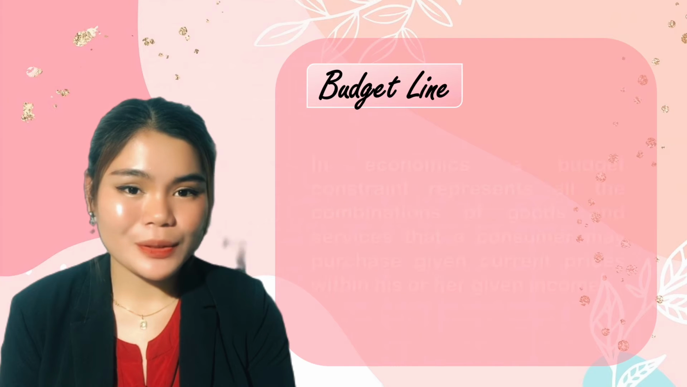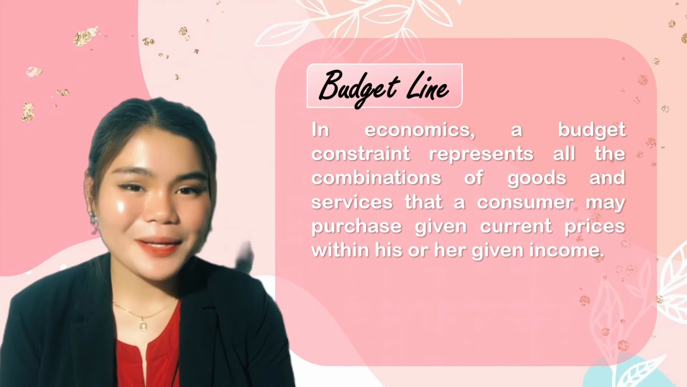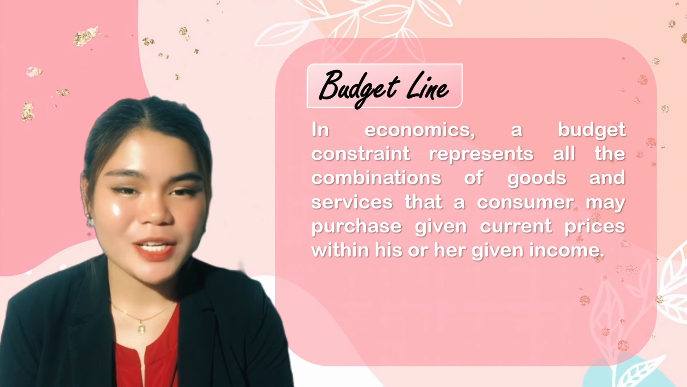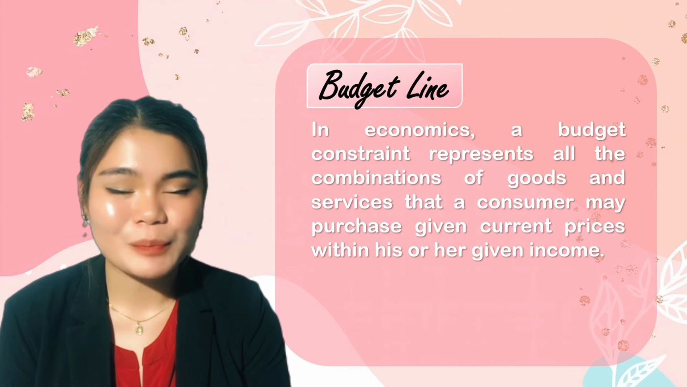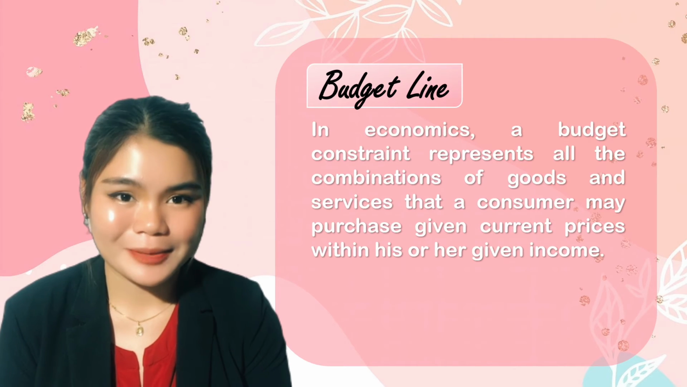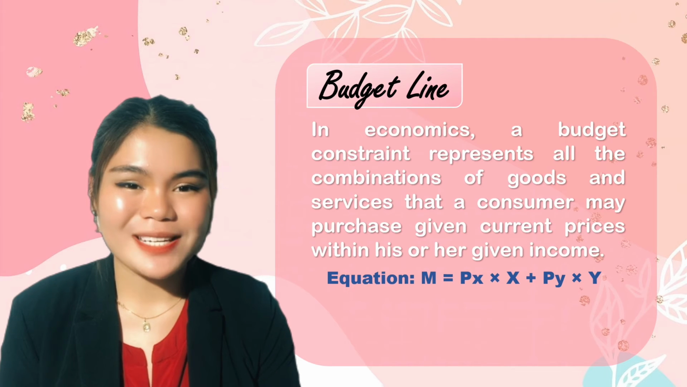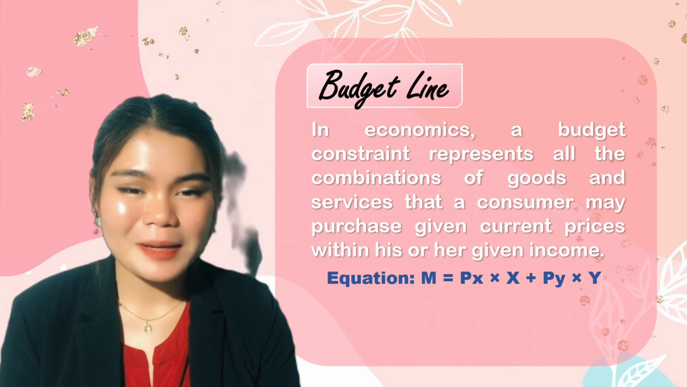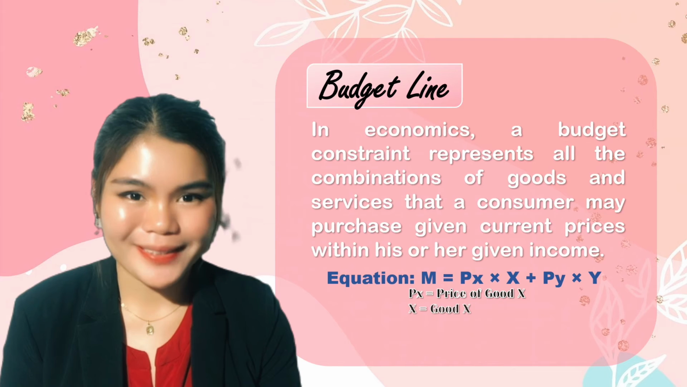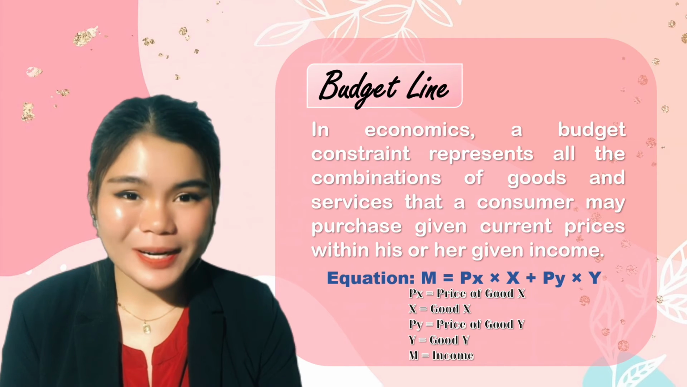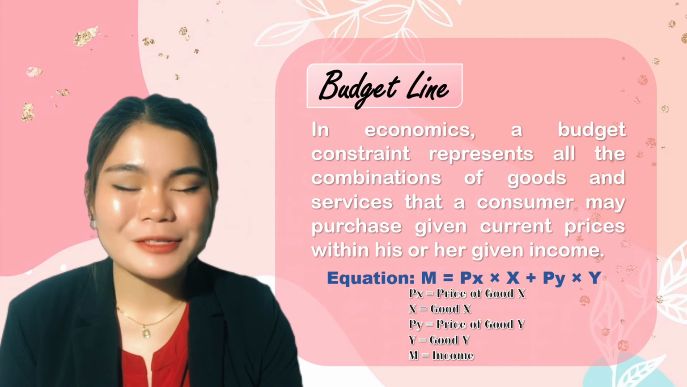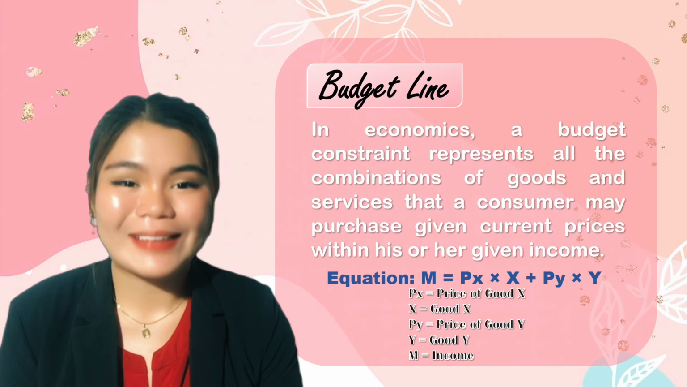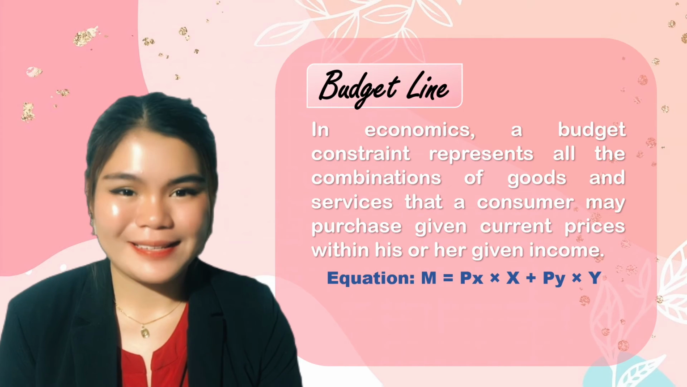Budget line is also known as budget constraint. In economics, it represents all the combinations of goods and services that a consumer may purchase given current price within his or her income. Budget equation is M is equal to PX times X plus PY times Y, whereas PX is the price of good X and X is good X, and PY is the price of good Y and Y is good Y, and lastly, M is equal to the income.